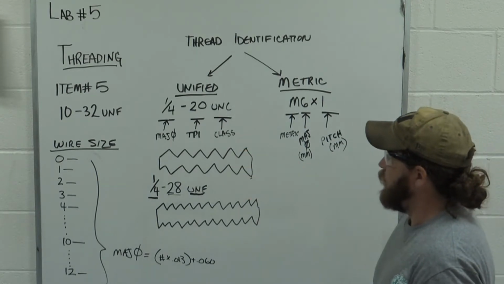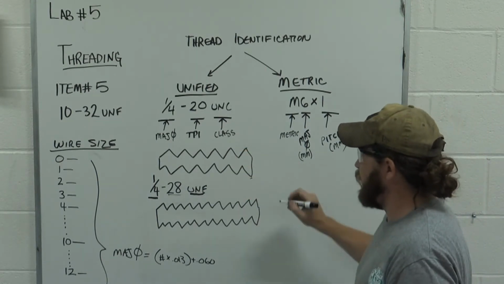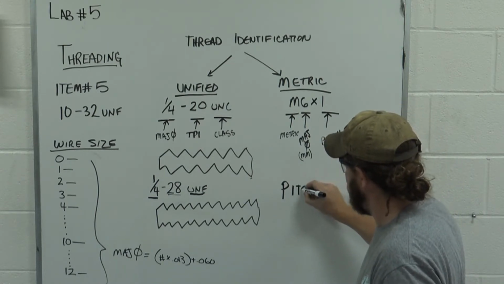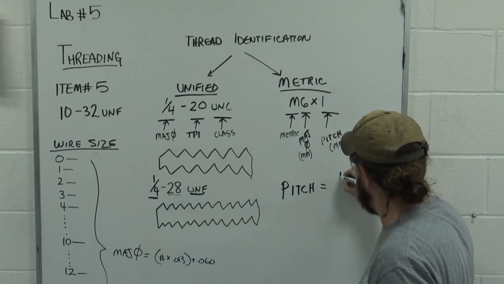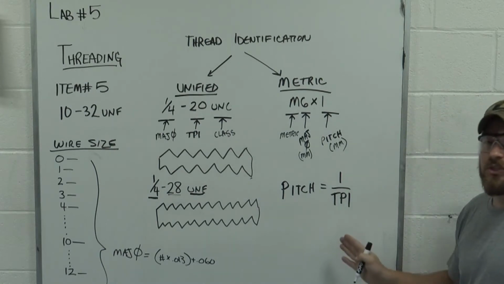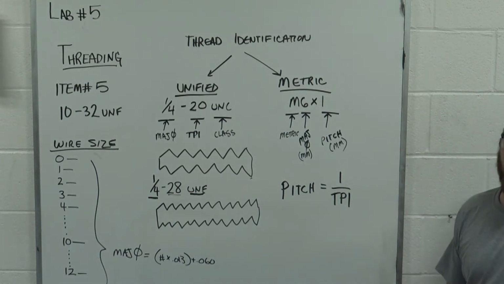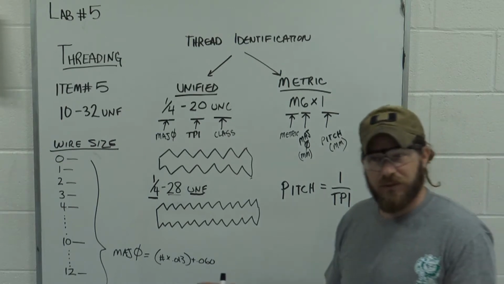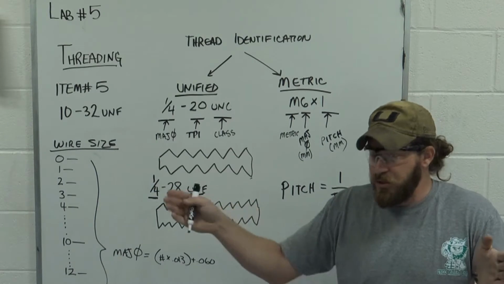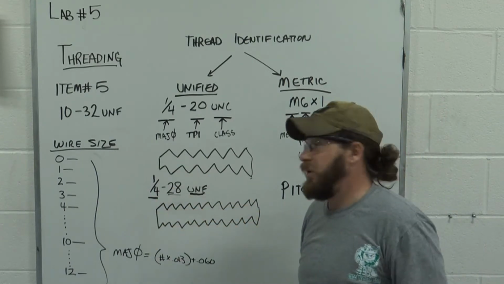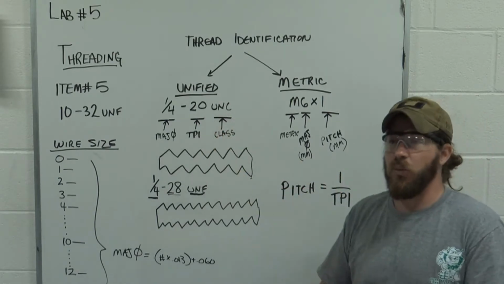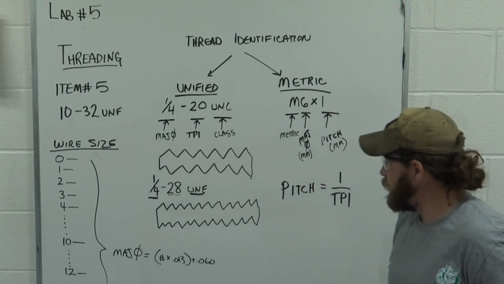So one thing about threads per inch, if you don't know the pitch of it, the pitch is equal to 1 over the threads per inch, right? That makes sense, right? Because we say there's 20 in an inch, so what's 1? It's going to be 1/20th. So for this, your pitch is 1/20th of an inch.